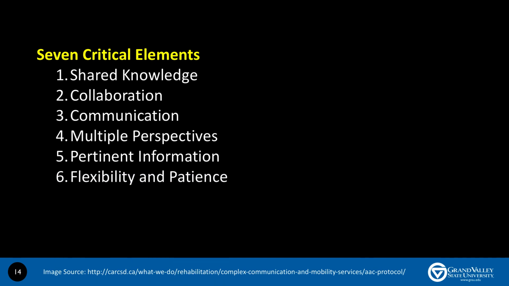There are 7 critical elements of using the SET framework, and these are shared knowledge, collaboration, communication, multiple perspectives, pertinent information, flexibility and patience, and number 7, that SET is a set of ongoing processes. Now, I want to focus on this last one, ongoing processes. The SET framework does not end with the initial identification of assistive technology to be used. The initial decisions reached by the team are only valid for that time and context.